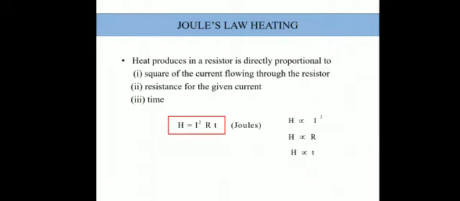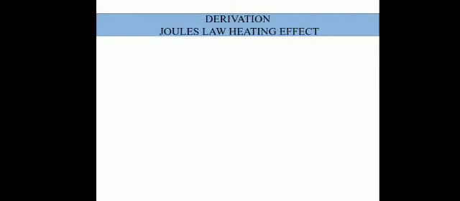For how much time the beaker is getting heated on a gas will decide how much the water inside the beaker is heated, at what temperature the water inside the beaker is. So H is equal to I square R into T. That is what is called Joule's law of heating. So then how is this expression obtained? The derivation. The derivation for Joule's law of heating effect.